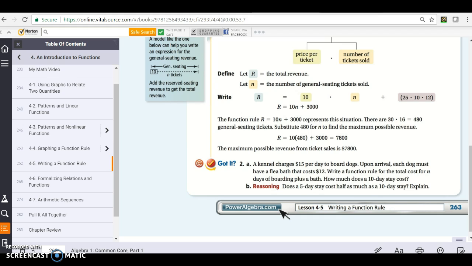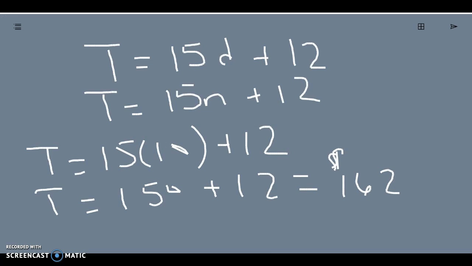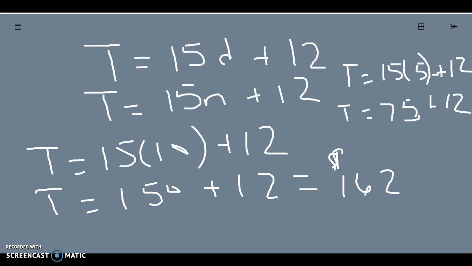Alright, so reasoning says, does a 5-day stay cost half as much as a 10-day stay? Explain. Alright, so let's work it out and see. So we did a 10-day, let's do a 5-day. So we have T equals 15 times 5 plus 12. And 15 times 5 is 75. 75 plus 12, and I get T equals 87.